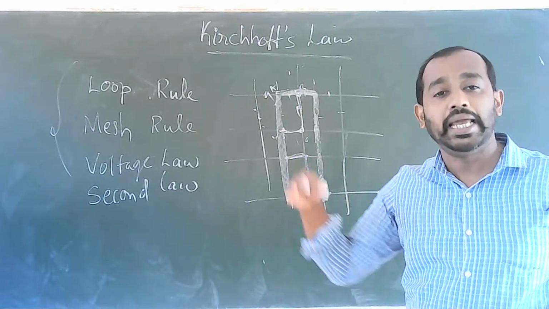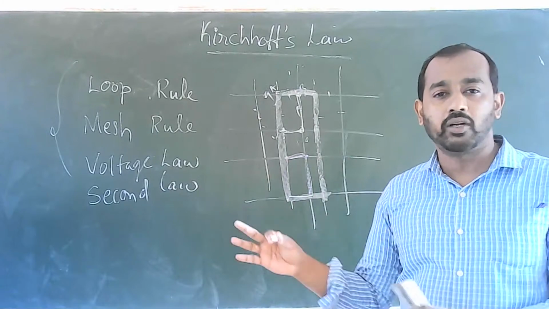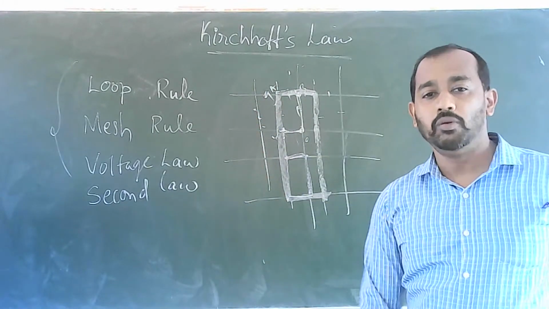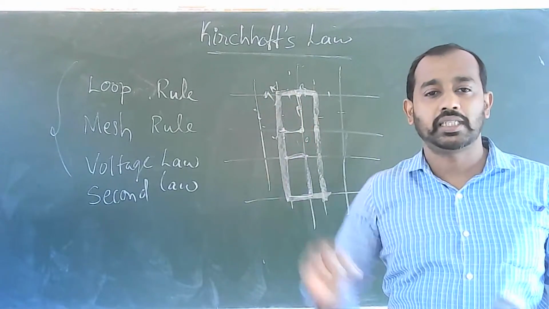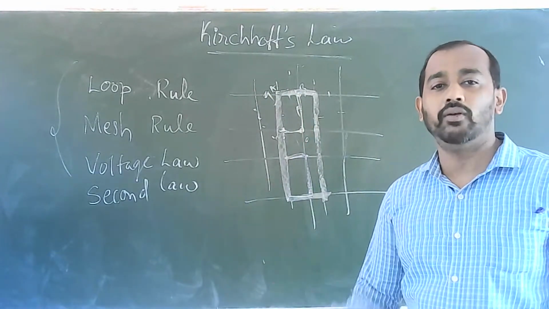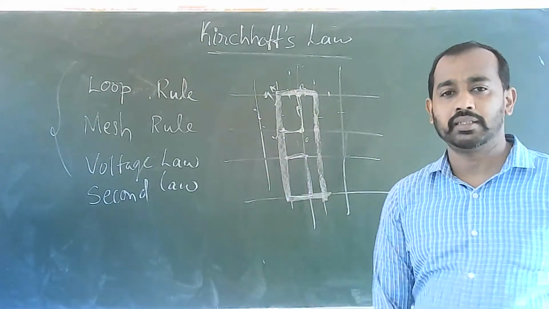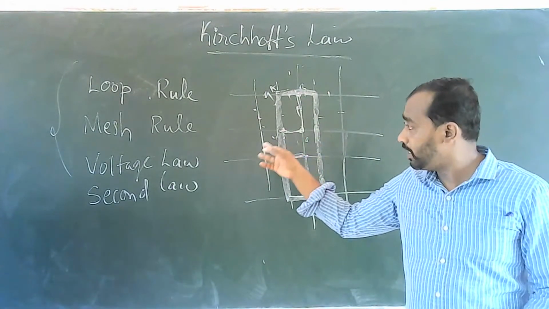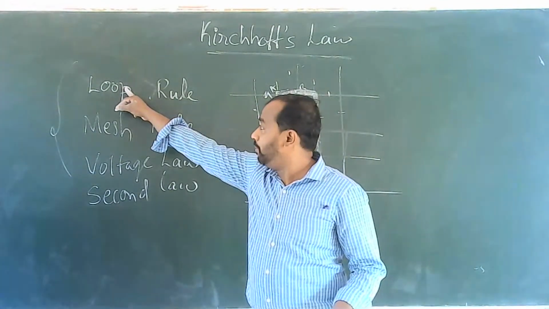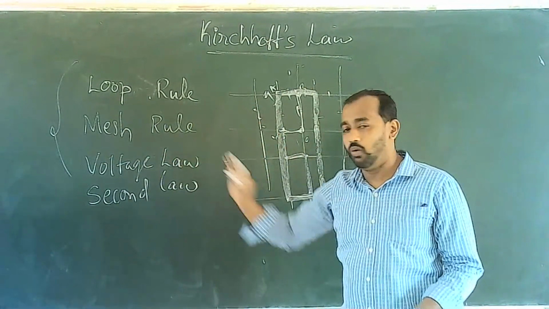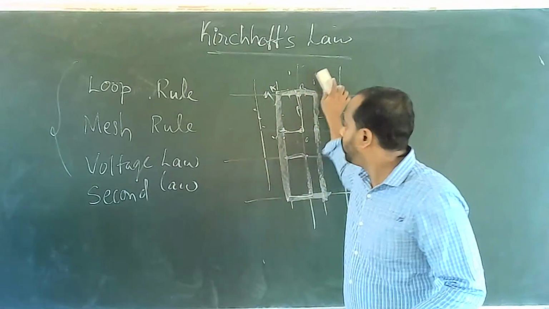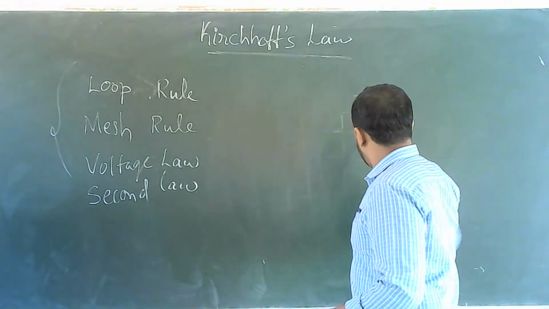That will involve the IR drops, the voltage drops, which is governed by Ohm's law. And also, it might include the cells' EMFs. Both are included. That's the meaning of the mesh. Now, once we have made the meaning of loop or the mesh clear, we can move on to the voltage rules.